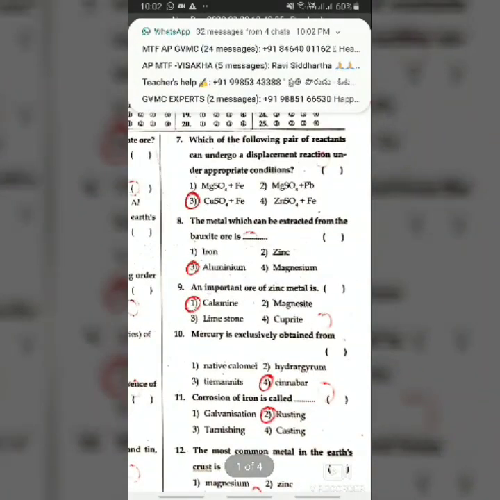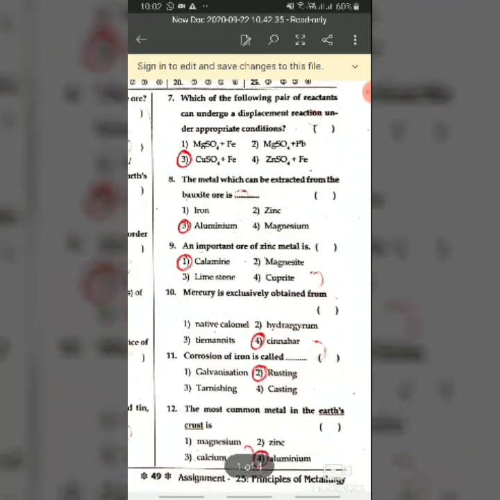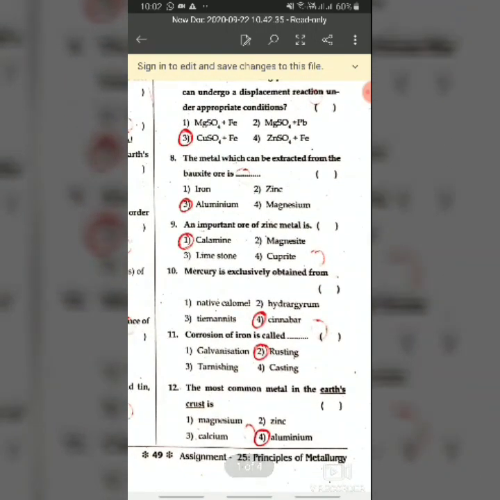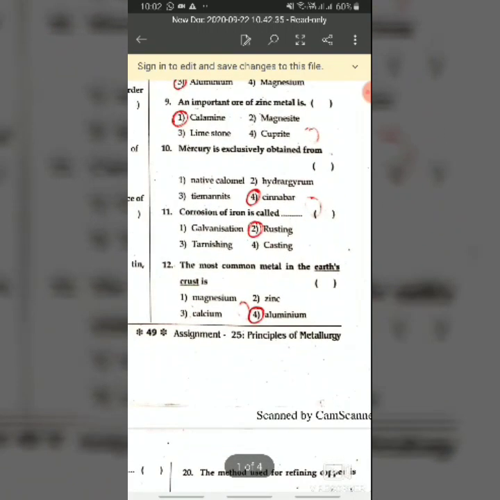Which of the following pair of reactants can undergo a displacement reaction under appropriate condition? That is option 3, copper sulfate and iron, CuSO4 plus Fe. The metal which can be extracted from the bauxite ore is aluminium, option 3. An important ore of zinc metal is calamine, option 1. Mercury is exclusively obtained from cinnabar, HgS, option 4.